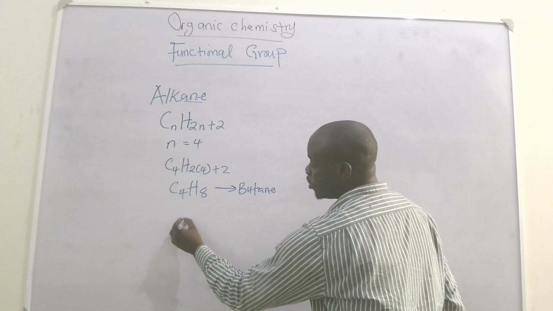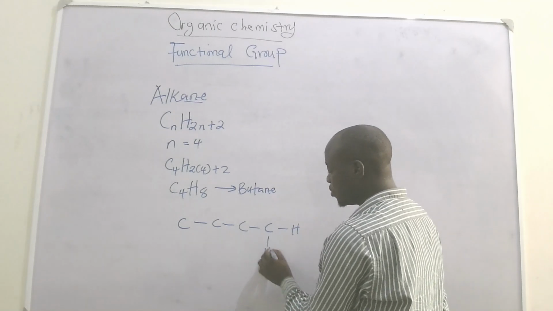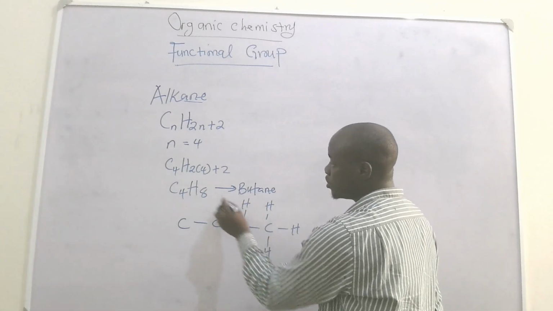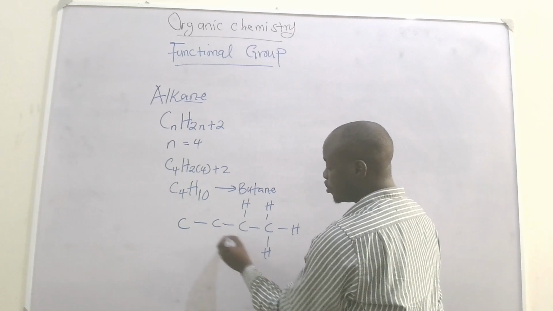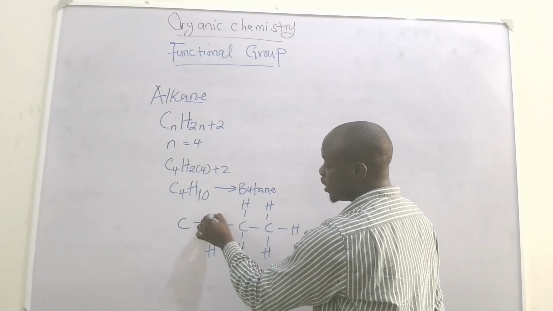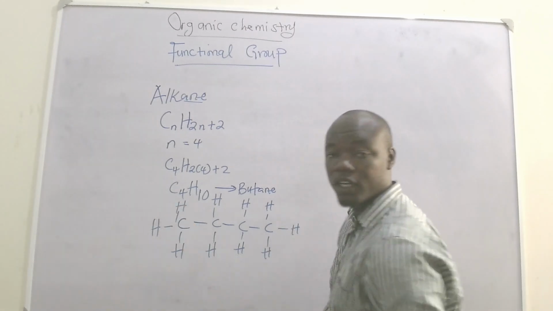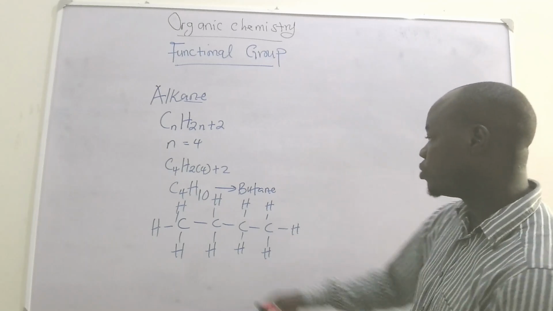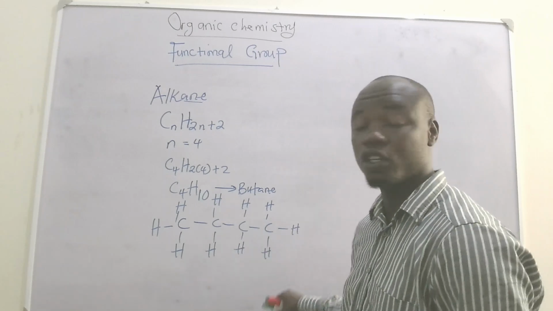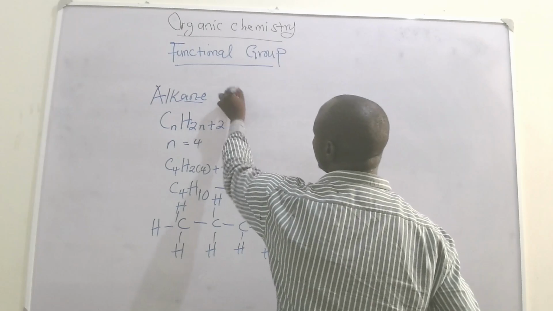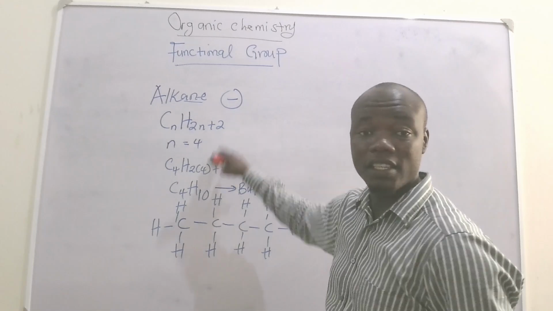It can be something like this: 1, 1, 1. So we have hydrogen here, another hydrogen here. So now 2 times 4 is 8, plus 2, so here is 10. It's not 8. So here we have another hydrogen, we also have another hydrogen. Therefore we can clearly see that in this compound butane, all the carbons have single bonds. So single bond is the functional group of alkene.